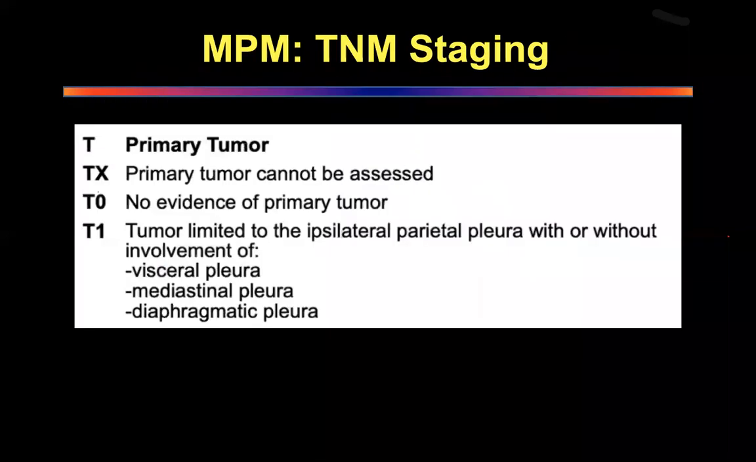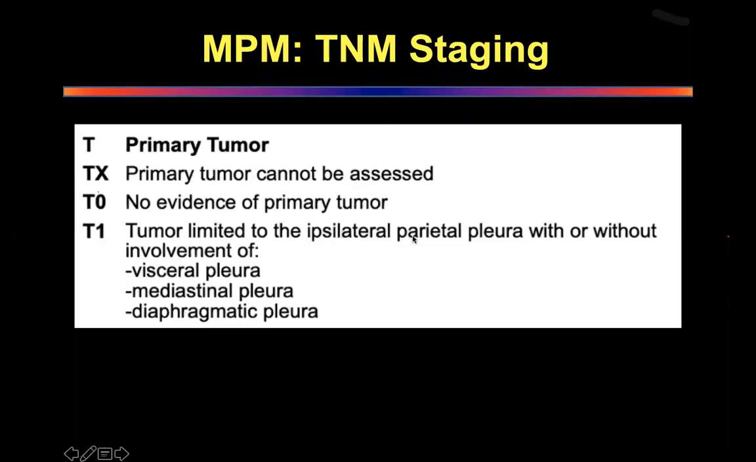So let's look more carefully at that. You've got TX, where the primary tumor could not be assessed. T0, which was the yellow part, no evidence of primary tumor. T1, which is tumor limited to the ipsilateral parietal pleura, with or without involvement of any of these. Okay, so just touching the diaphragm doesn't make it T4. You can have T1 disease touching the diaphragm. It's the invasion through the diaphragm that changes the staging.